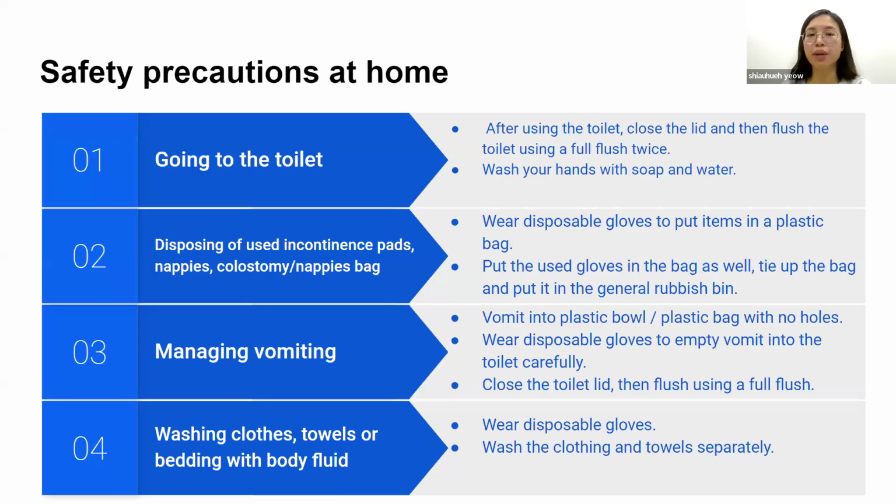So a safety precaution that we can take at home within 7 days after your chemotherapy is, when you go to the toilet, after using it, you can close the lid, then only flush the toilet with a full flush twice, then you wash your hands.